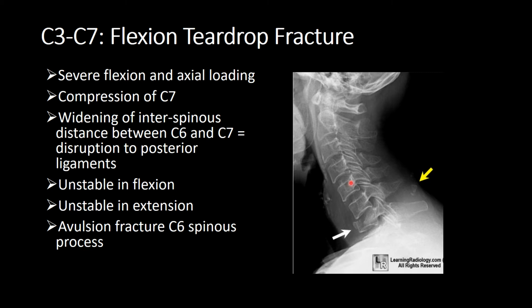So if the neck goes forward into flexion, the posterior column has been disrupted, so it's unstable in flexion. If the patient goes into extension, then there has been disruption to the anterior column, so it's unstable in extension.